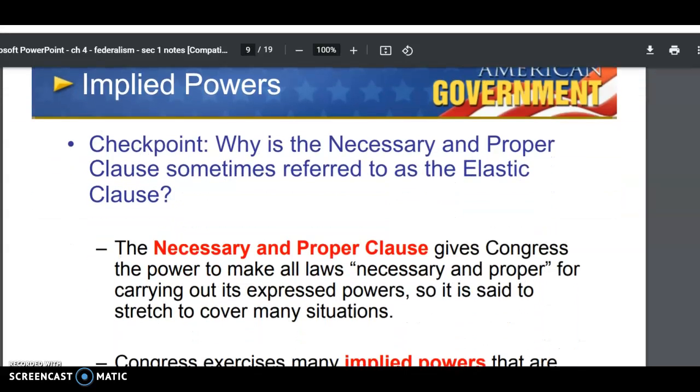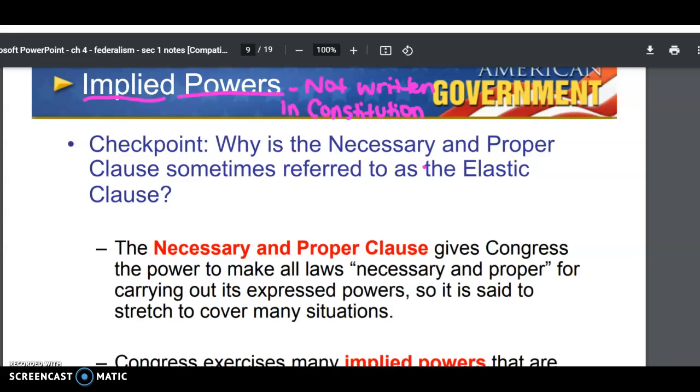So the next section is implied powers, and that's exactly what it sounds like. So our next heading is implied powers. Implied powers is where it's not written in the Constitution, but it's power that's implied from the Constitution. That's where it gets a little tricky, because it's what people are saying, this is what they meant in the Constitution. So it's not written specifically, it's not expressed powers, it's implied powers.